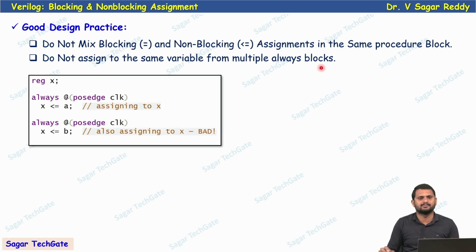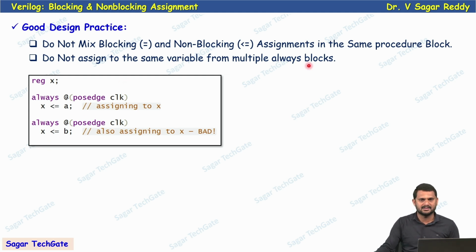Now see some example. I don't want to write a complete program, I'll just explain the concept here. Here is one always block, always at the rate posedge clock. Here is another always block. What is that? Assigning to X. We are assigning A to X, and here we are also assigning B to X. So in two always blocks, the LHS variable is the same. We try to write two different values to the same variable at a time. So do not assign the same variable from multiple always blocks.